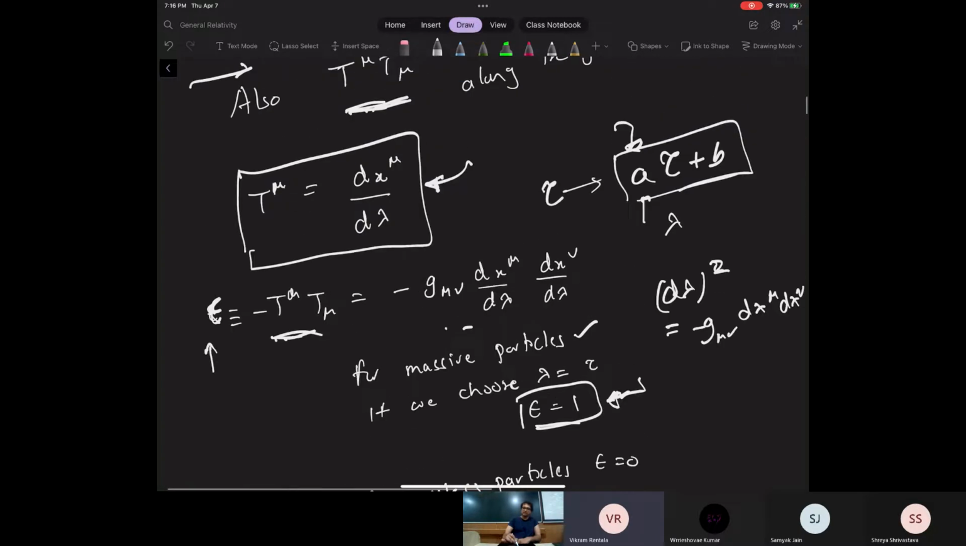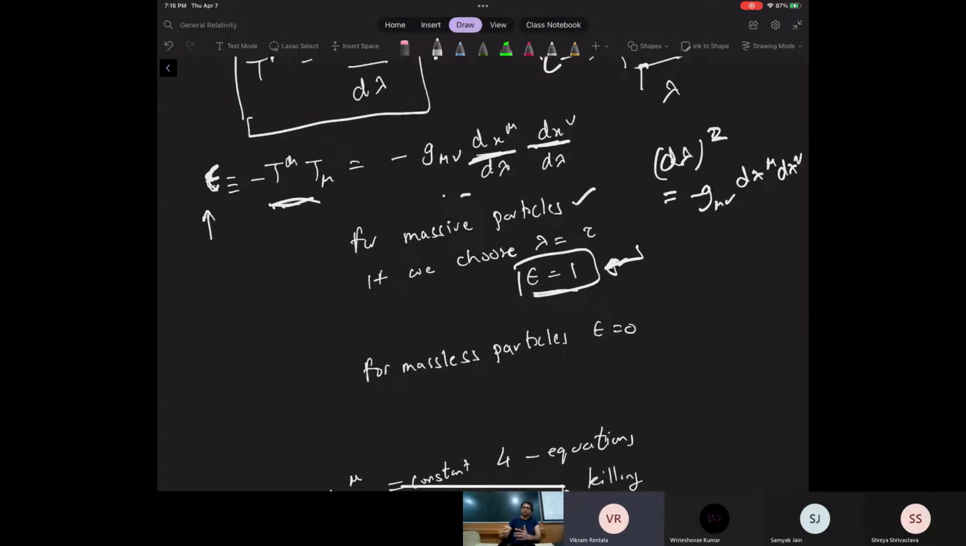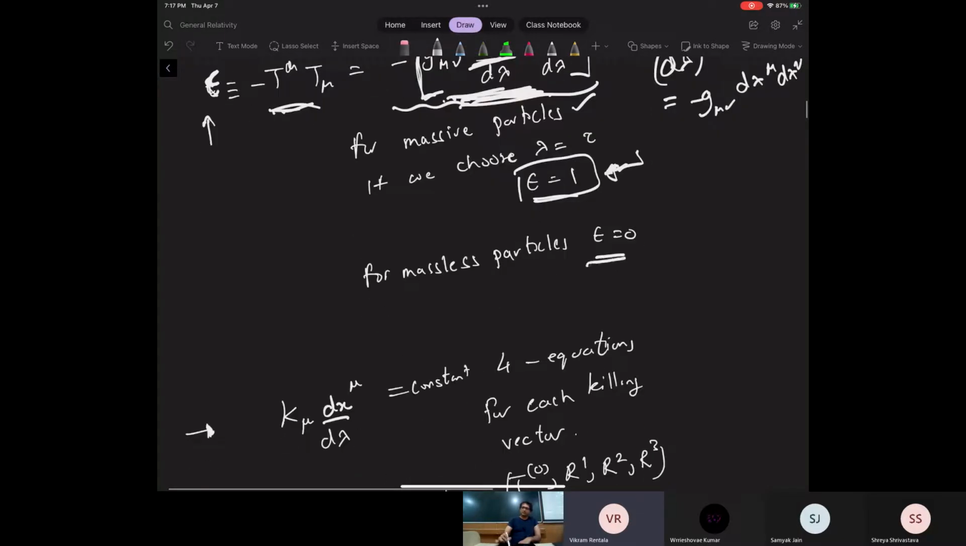For massless particles, this is just 0 because the tangent vector is null. For massless particles, the tangent vectors basically have 0 norm. For massive particles, the tangent vectors have negative norm, so that the whole thing is positive overall. So for massless particles, epsilon will be 0. That just means that you cannot interpret lambda as proper time. Lambda is just some parameter that describes the trajectory for a massless particle, but you can't think of it as proper time. Proper time for such a particle is always 0.